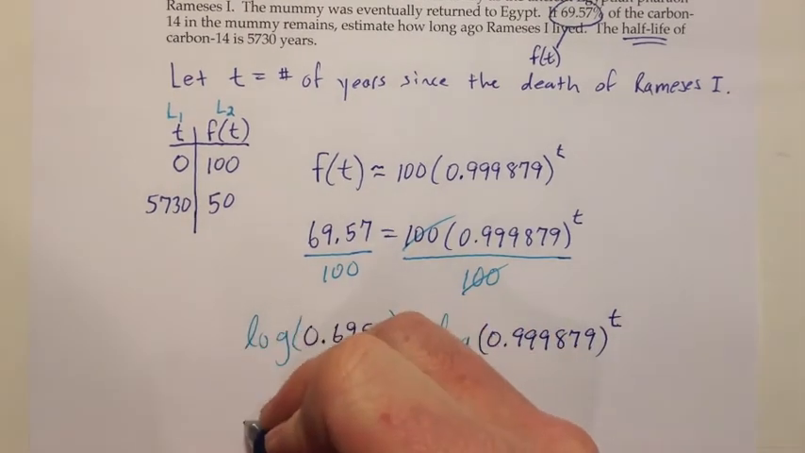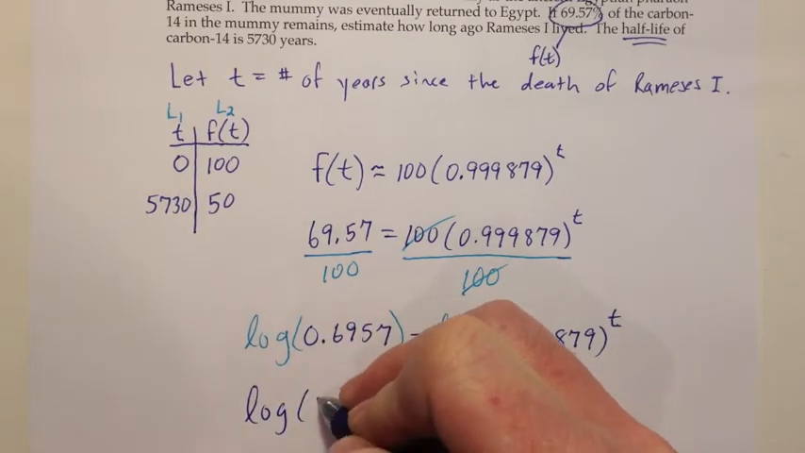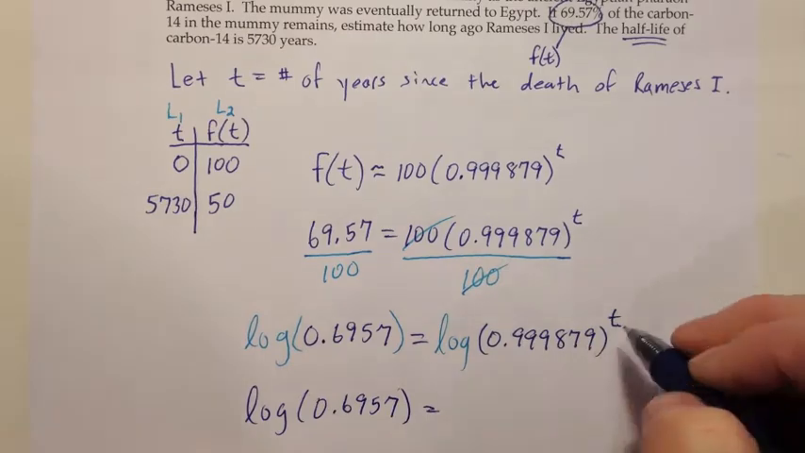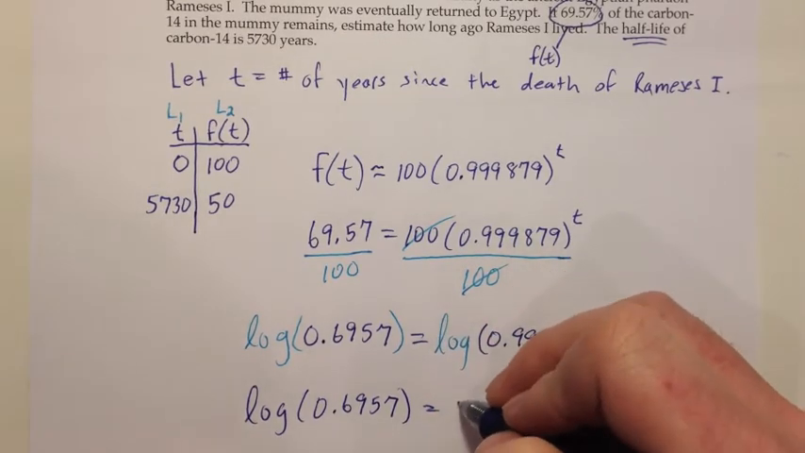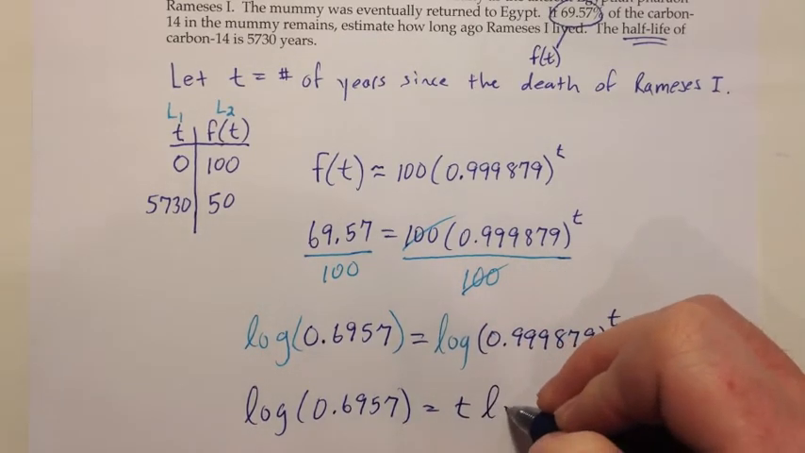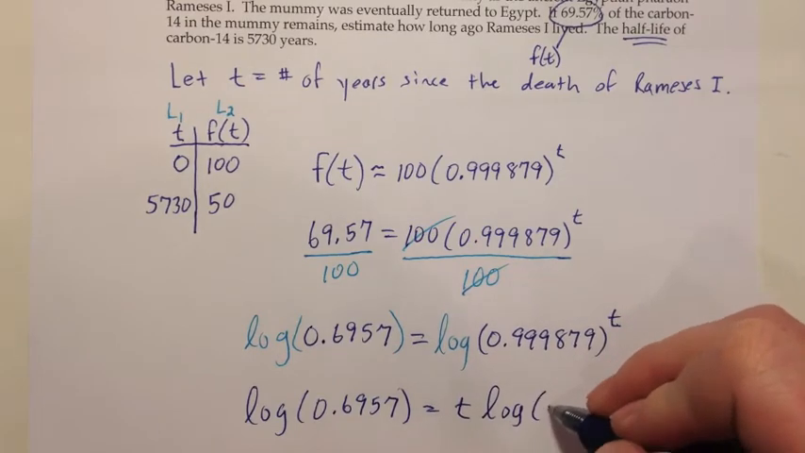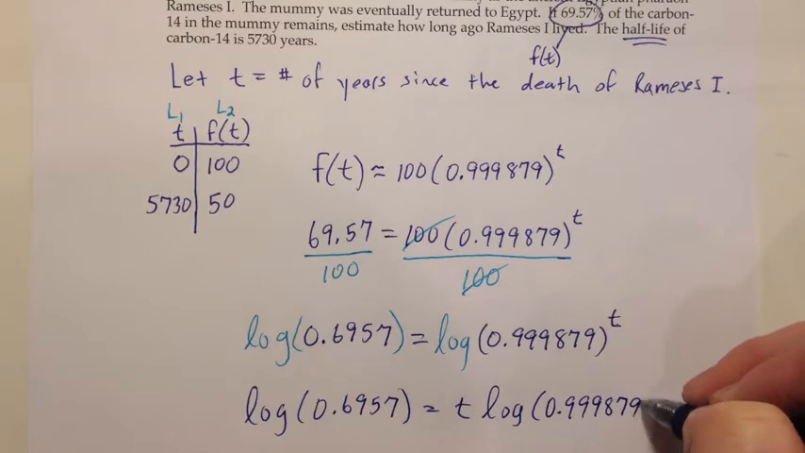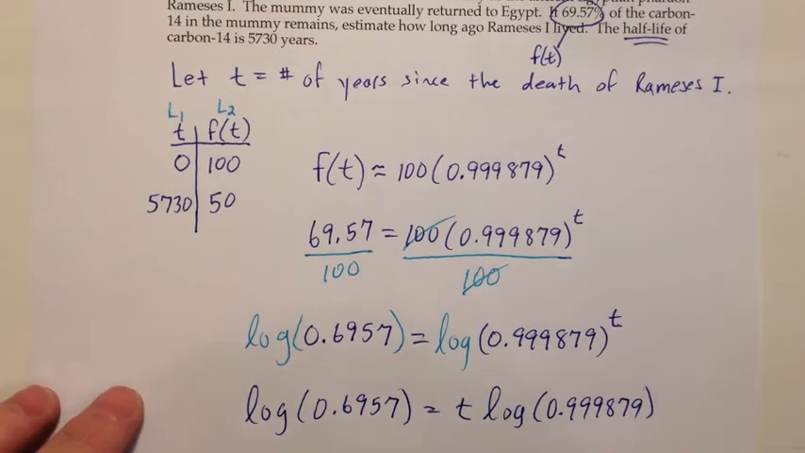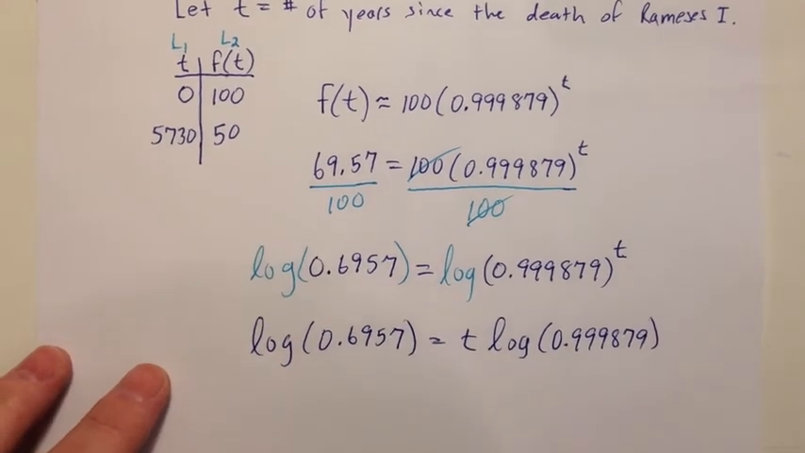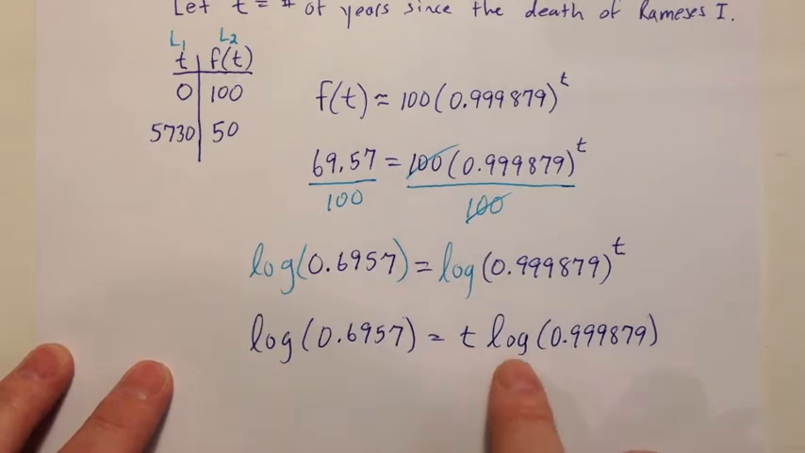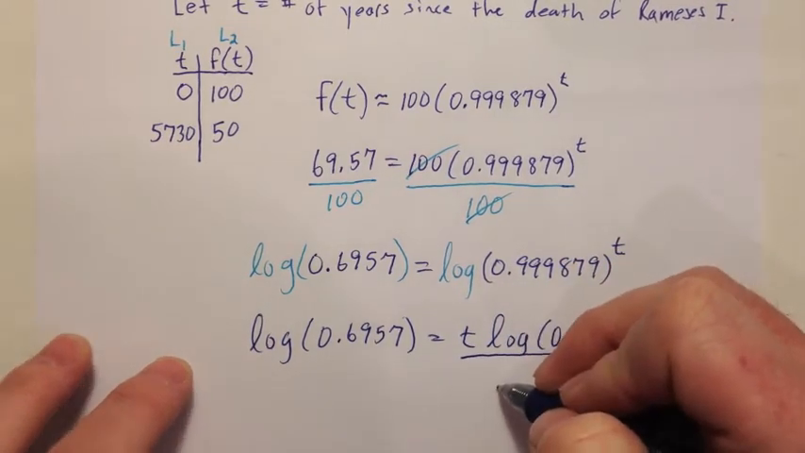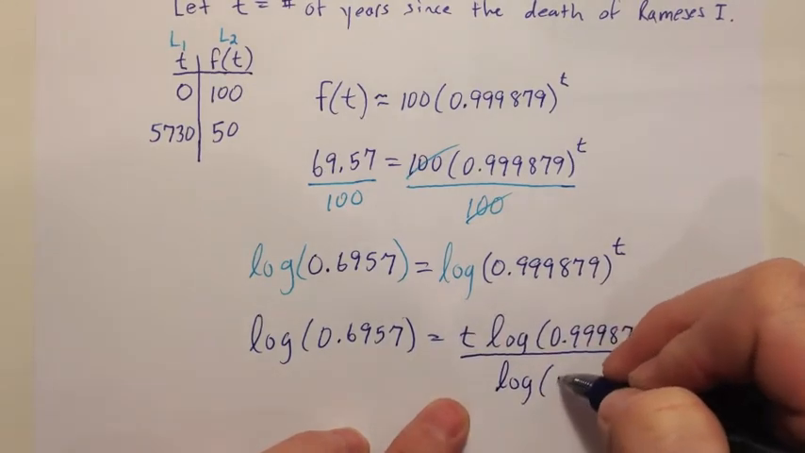So I'll copy the left side, log of 0.6957, and on the other side I'm going to bring that t out into the front. So t times the log of 0.999879. And we're almost done. And we won't have to write that messy decimal too many more times. We want this t by itself. This log is connected to t by multiplication, so I can get rid of that by doing division.